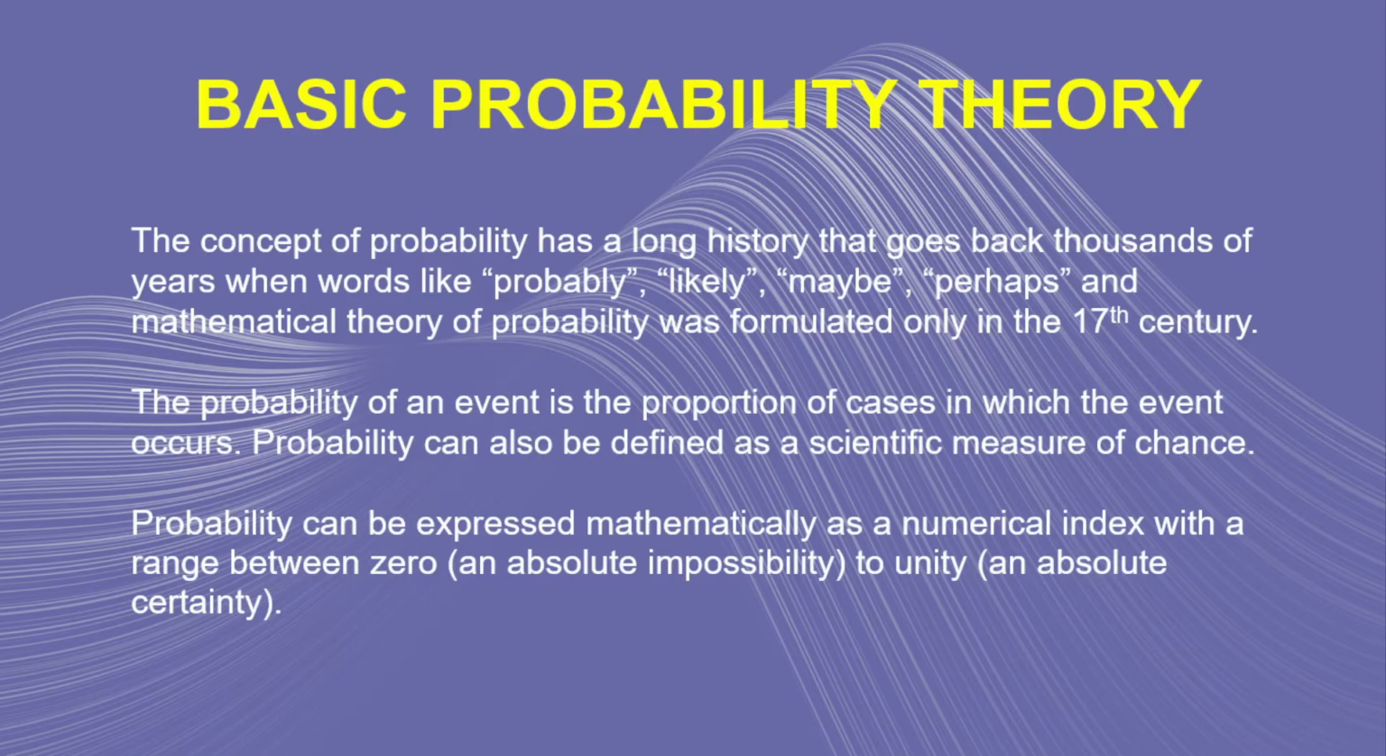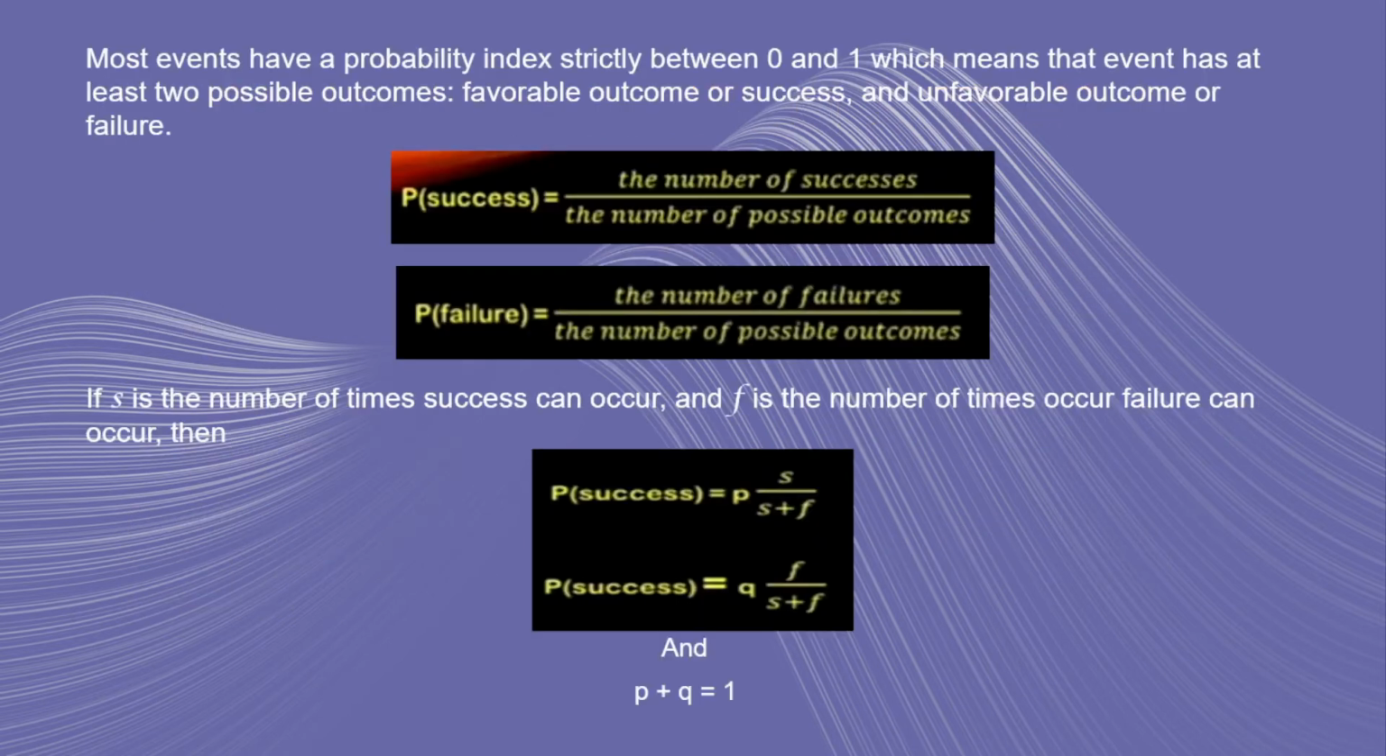Probability can be expressed mathematically as a numerical index with a range between 0, absolute impossibility, and 1, absolute certainty. Most events have a probability index strictly between 0 and 1, which means that the event has at least two possible outcomes: favorable outcome or success, and unfavorable outcome or failure. P(success) equals the number of successes over the number of possible outcomes. P(failure) equals the number of failures over the number of possible outcomes.